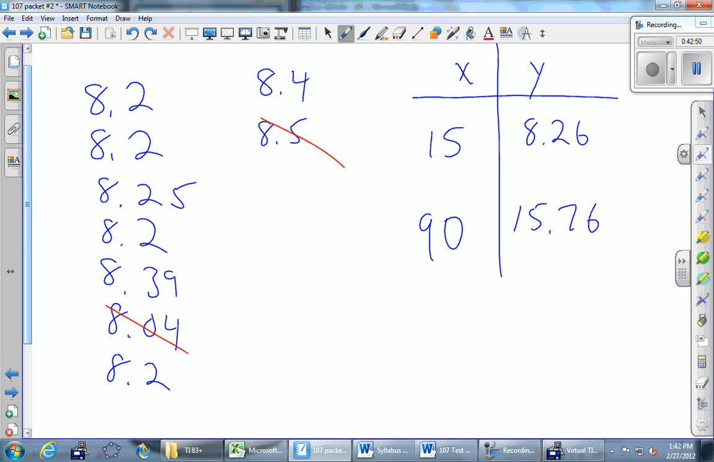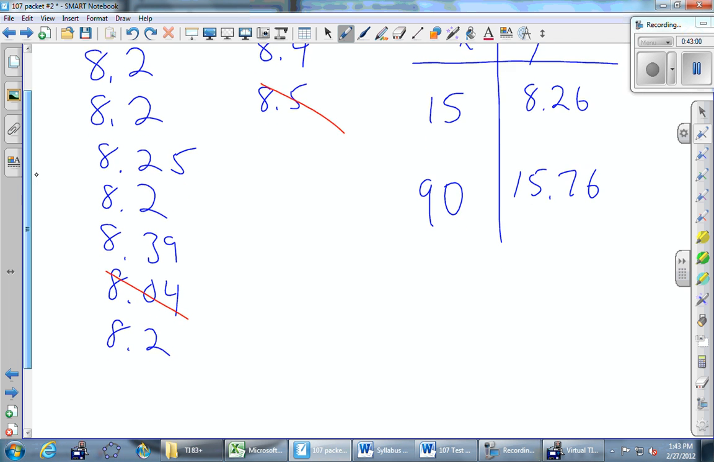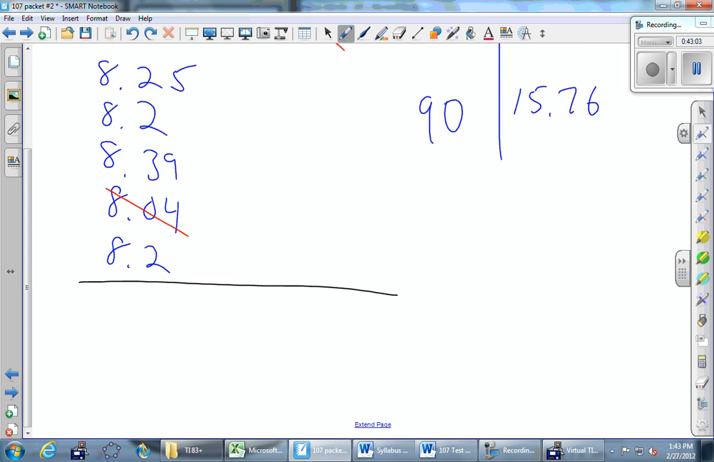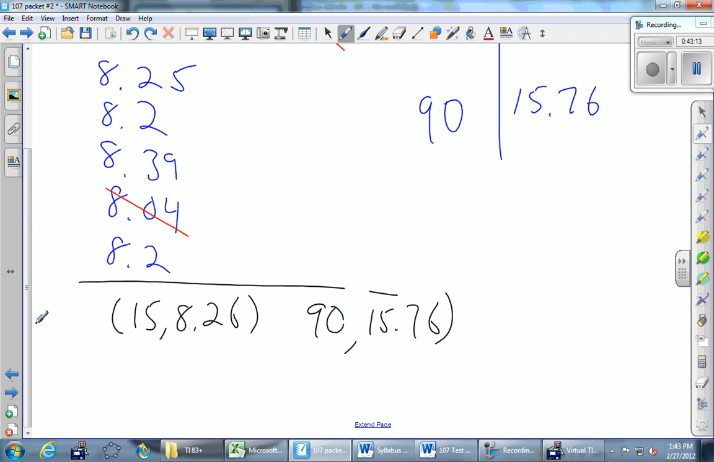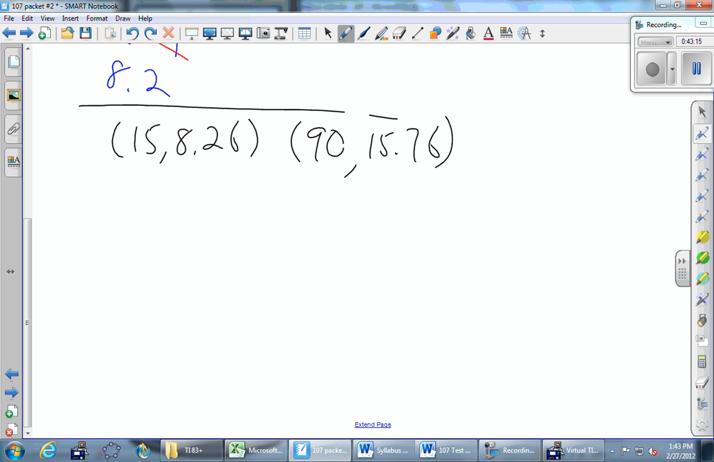It turns out that we can find the equation of a line that hits those 2 points. That's what I'd like us to do. So here are the 2 points. I'll just recopy them down below. 15, 8.26. And 90, 15.76. Okay, so what we're going to do is try to find the equation of the line that connects those 2 points.